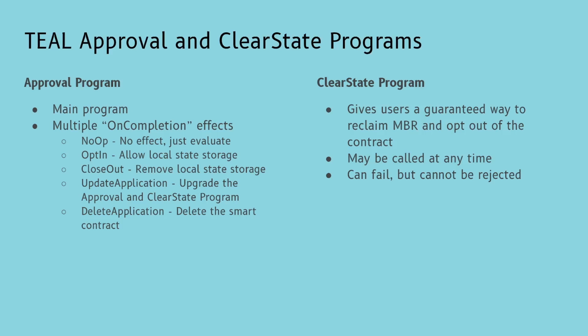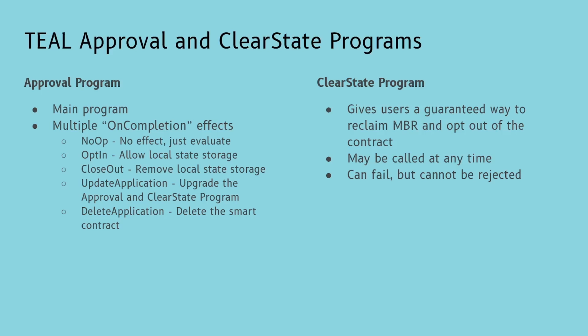The ClearState program, however, has a very specific use case and can be called when a user who is opted into the smart contract wishes to forcefully close out, reclaiming any minimum balance requirement that may have been allocated for local state storage. Whilst the TEAL within the ClearState program can still fail, the transaction itself cannot, and will still be committed to a block and remove any local state from the user's account.